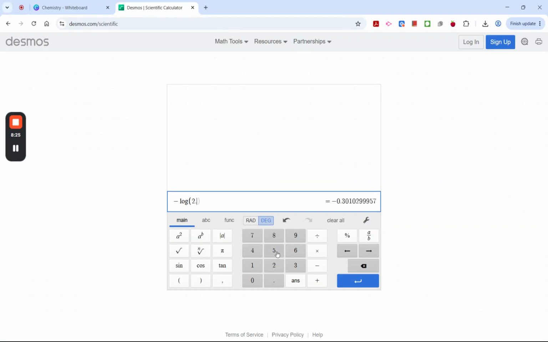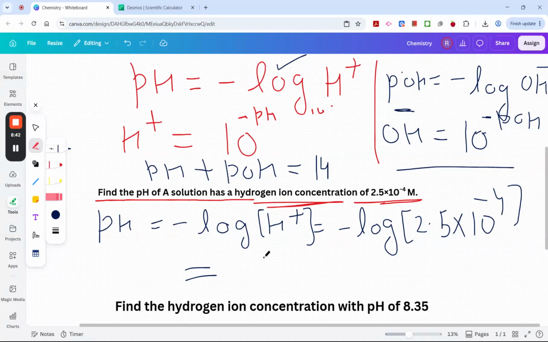So 2.5 times 10 raised to the power. So pick a to the power. First you will write negative, I will check, negative 4. So here we go, negative 4. Boom. What's the answer? 3.60. So what do you think?